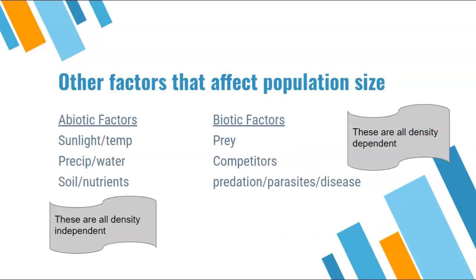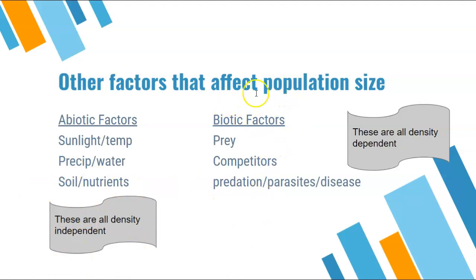Okay? So density isn't the only factor that affects population size. What else do we have? Well, we've got some abiotic factors. These are not based on living things, okay? How much sunlight? What is the temperature? How much precipitation is there? Is there water nearby? What's the soil like? What are the nutrients? These are all considered density independent because these factors aren't going to depend on how tightly packed individuals are in the population, okay? Like the rain is going to be what the rain is. It doesn't matter if the herd is 500 or 50 or 5. It's going to rain on them all the same amount, right? So it's abiotic, doesn't depend on life, and it also doesn't depend on density, okay?